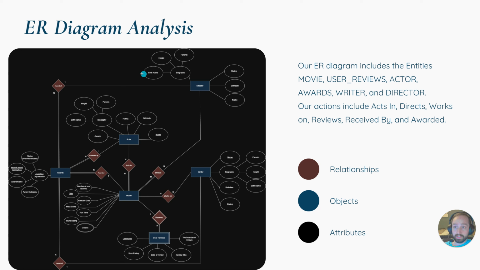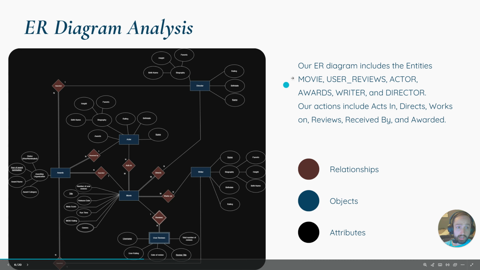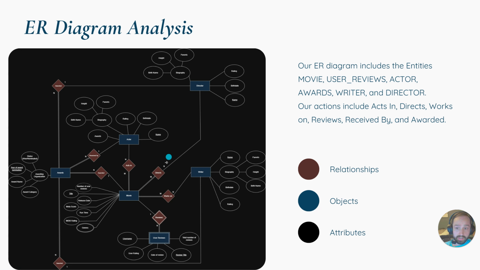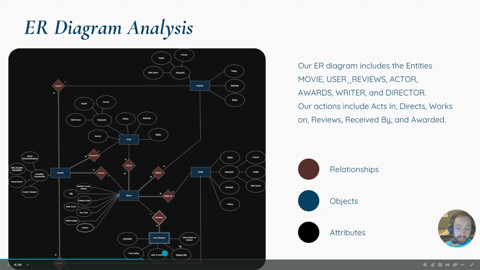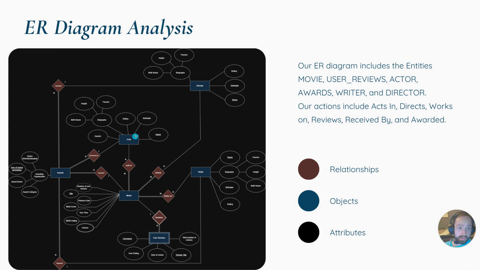So here is the entity relationship diagram that we went ahead and created here. So it includes the entity's movie here in the middle. We have user reviews, which is a weak entity. We've got actor right over here. We've got awards here over on the left. We have writer on the right, and director here at the top.